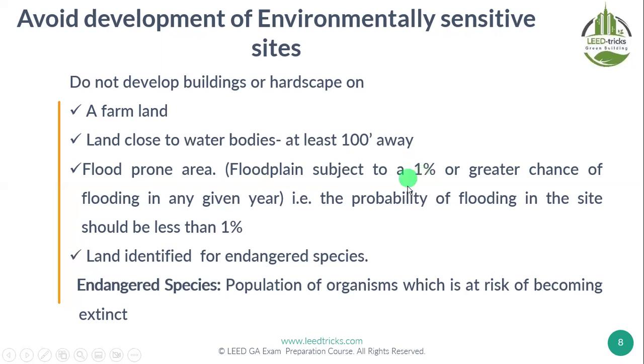How do they measure it? You check whether, in the last 100 years, any flood has ever happened in this area or not. Examples are many. So you need to build on safe land, not on land where water streams or floods come, which would become a stream for flood. Land identified for endangered species. What are endangered species? Endangered species are populations which are at risk of extinction.